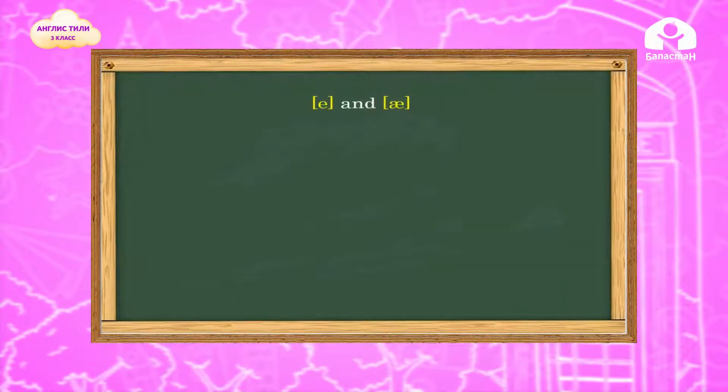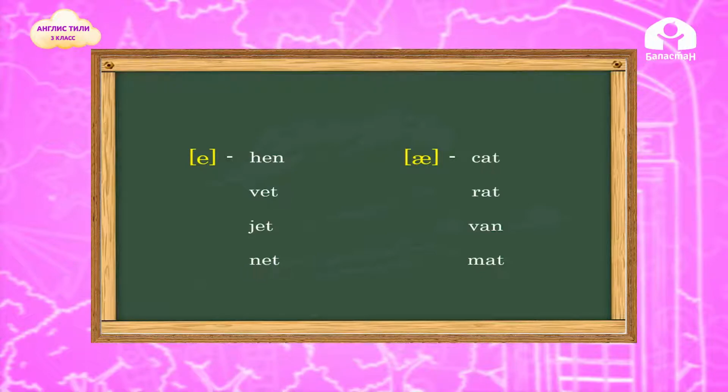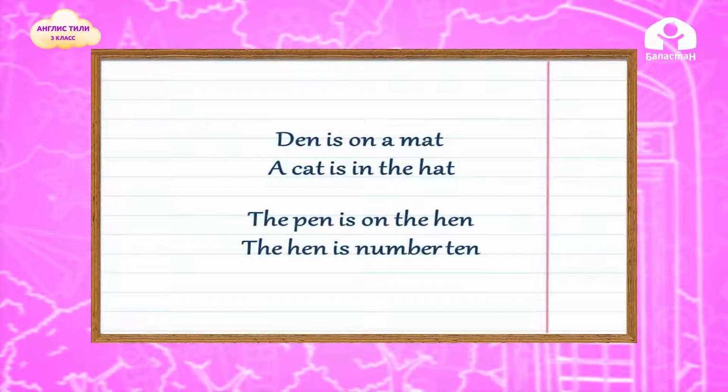Now, children, read the words with sounds e and a. Hen, wet, jet, net, cat, rat, van, mat. Read and say. Dan is on a mat, a cat is in a hat. Read and say again. The pen is on the hen. The hen is number 10.